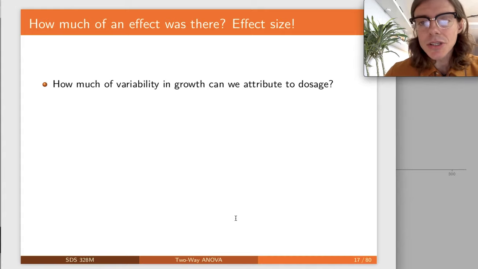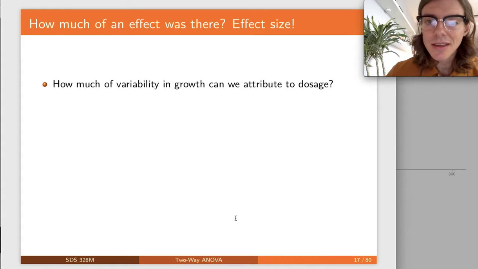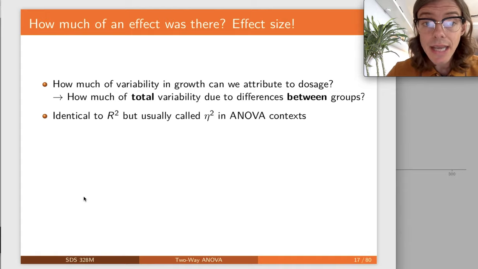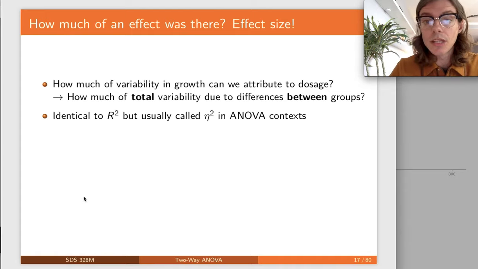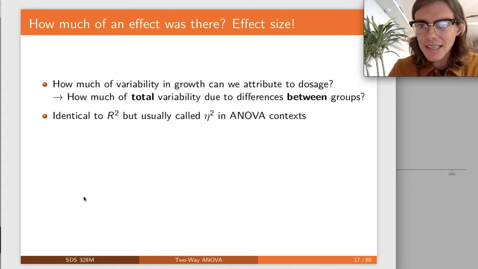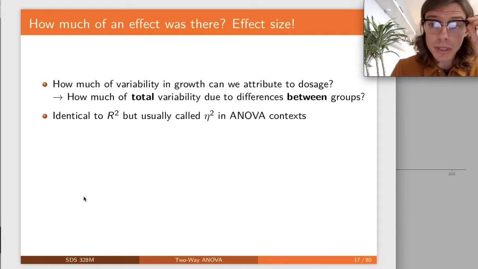Cool. Effect size, right? So rounding things out, we haven't written up the full conclusion yet. We still want a measure of effect size, right? So how much of the variability in tooth growth can be attributed to differences in vitamin C dosage? Well, you're asking how much of the total variability in tooth growth is due to differences between groups. So you know what the total variability is, the sum of squares total. And you already have a number that represents the variability due to differences between groups, the sum of squares between groups. So just divide the sum of squares between groups by the total sum of squares. That gives you the proportion of the total variability you can attribute to differences between groups.